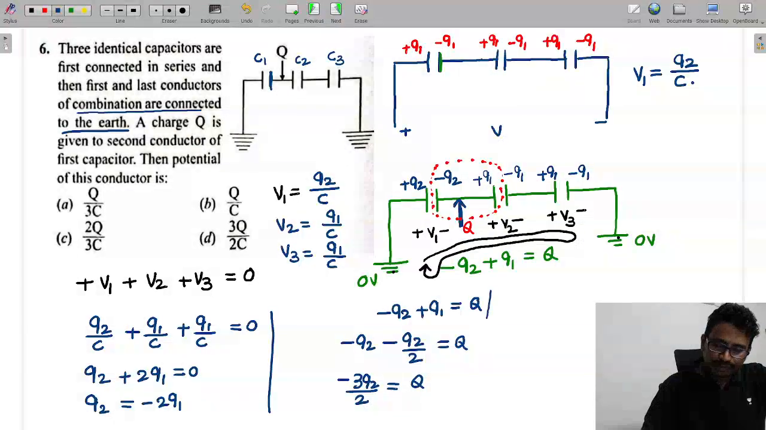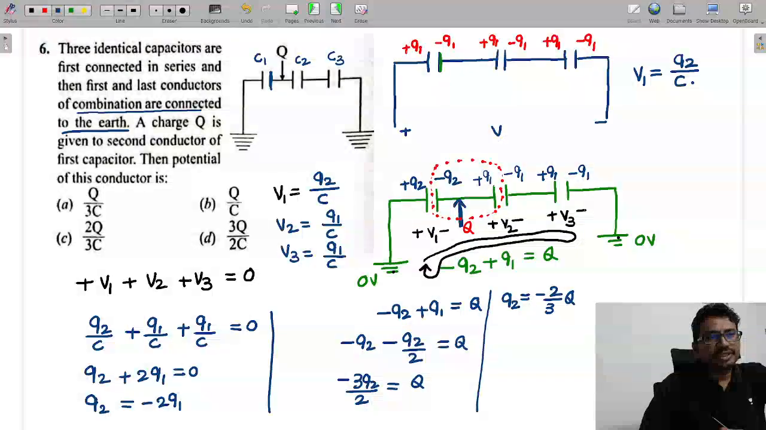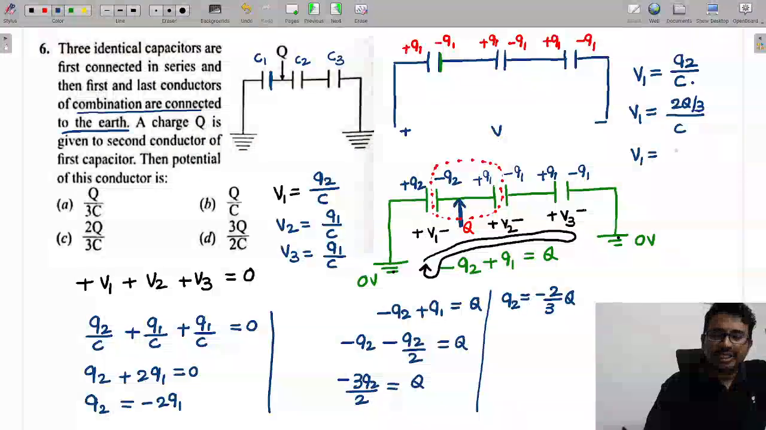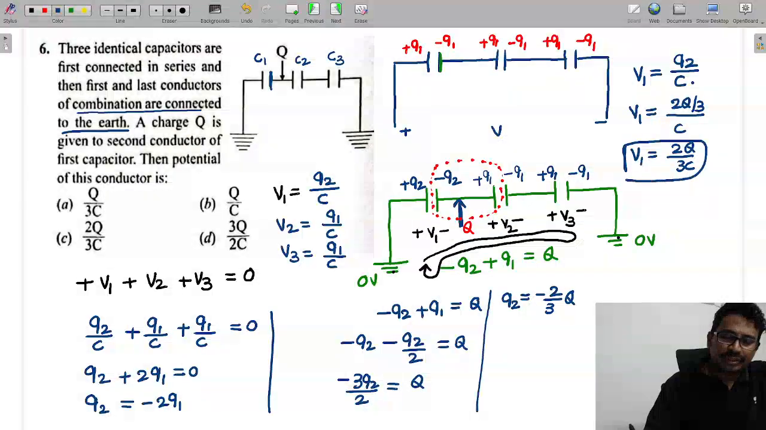So the Q2 value is Q2 equal to minus 2 by 3 into Q. This is the charge on the first capacitor. If I replace this, the potential is 2Q by 3 by C. Of course, we have considered the capacitance magnitude, that's why there is no negative sign. That is V1 is equal to 2Q by 3C. So what option do you see? Option C.